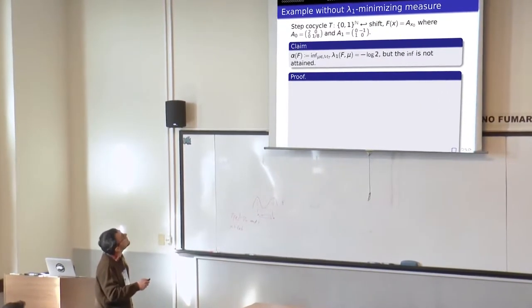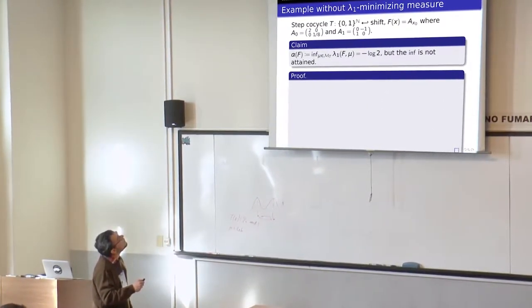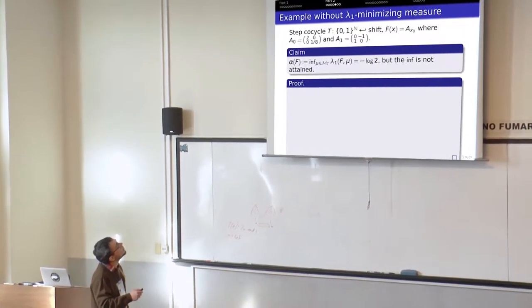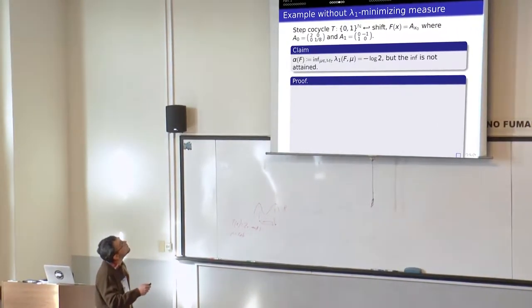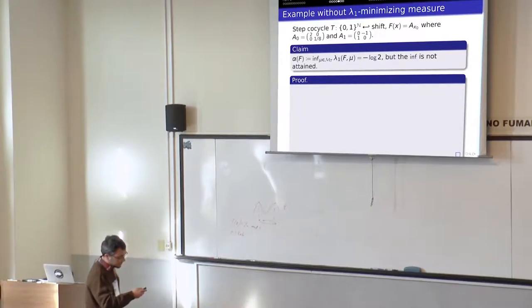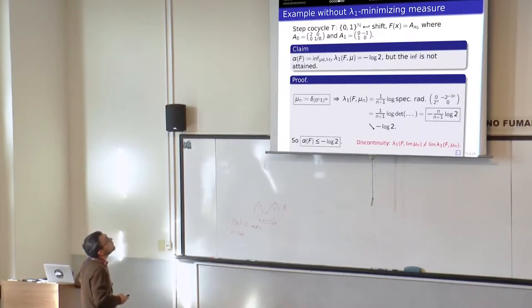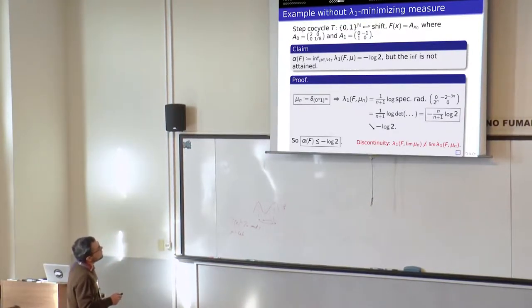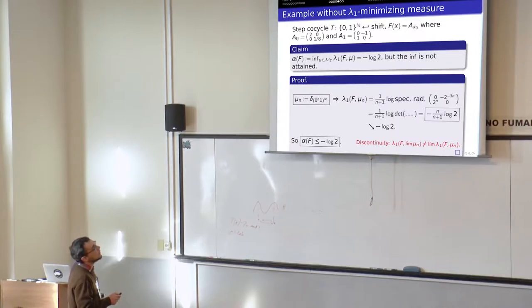Okay, so let's see that in this example, the infimum of the Lyapunov exponent is not attained. Actually, the infimum is given by this value. And this is not difficult. If you look at this sequence of measures, this means the following. This is a sequence of symbols where you have n repetitions of symbol 0, then you have a single 1, and then you repeat this periodically, right?